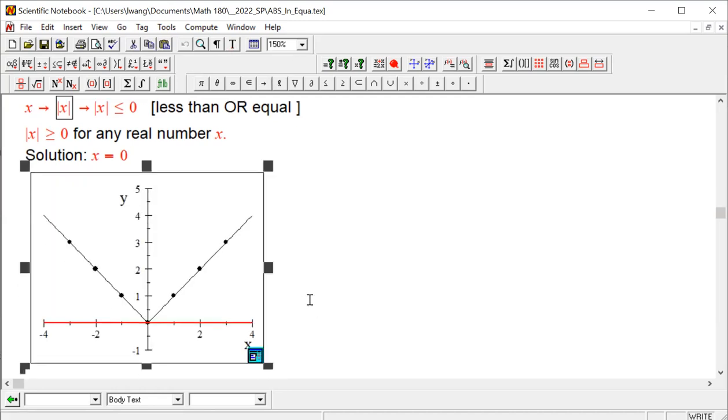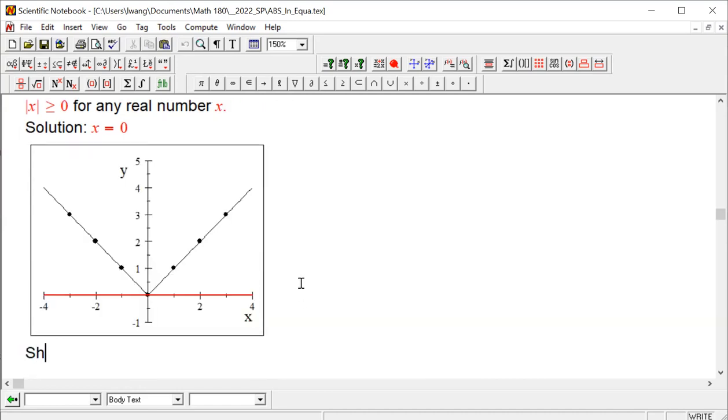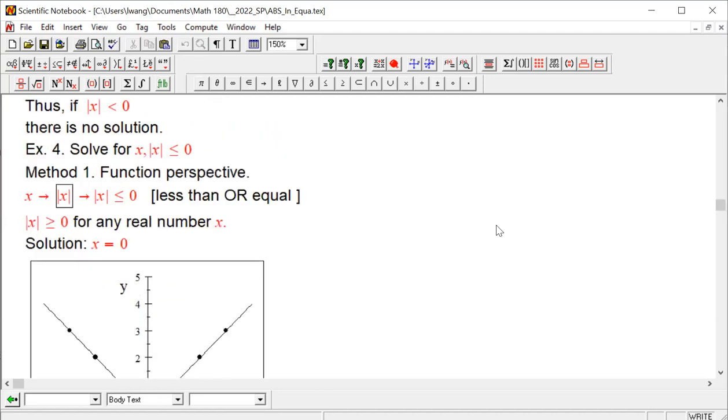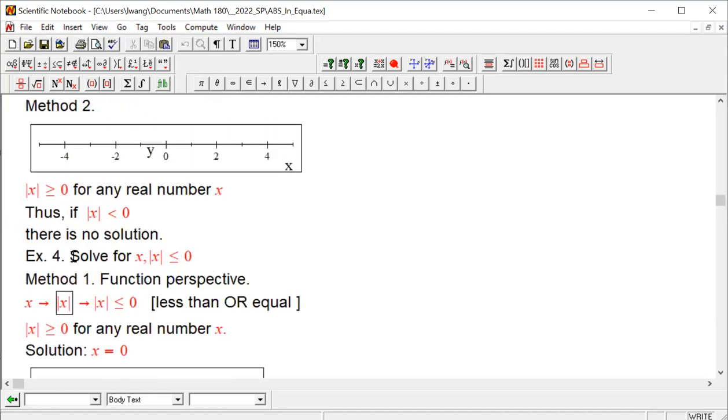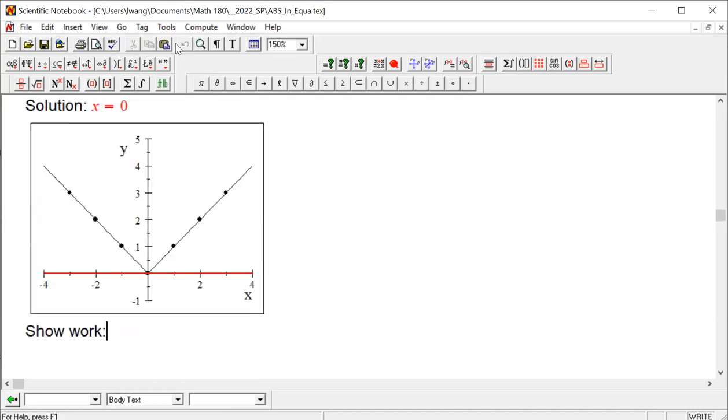Then you say, how do you show your work? Do you just write down all of these? Well, this is how you show your work. If your professor asks you to show work and gives you this question, your answer is just x equals 0. You're done.